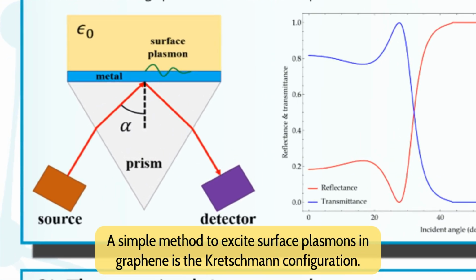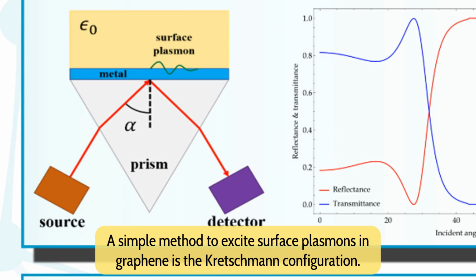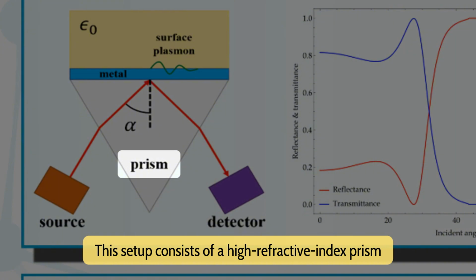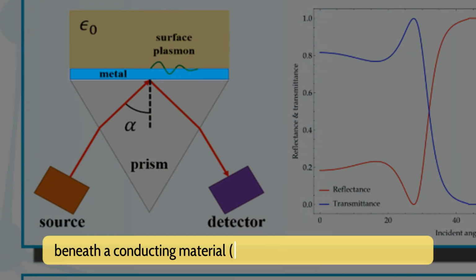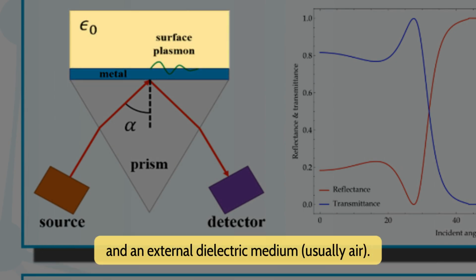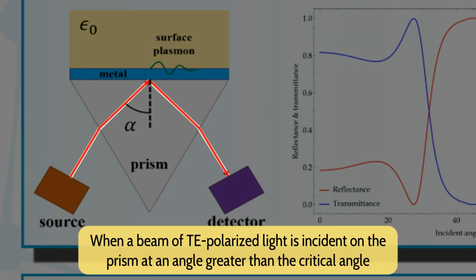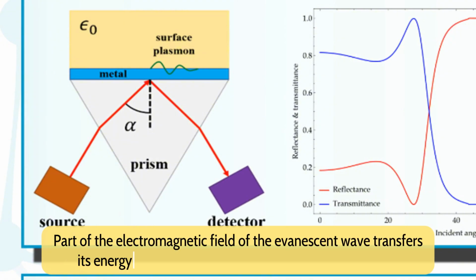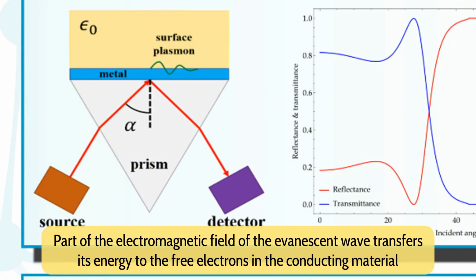A simple method to excite surface plasmons in graphene is the Kretschmann configuration. This setup consists of a high refractive index prism beneath a conducting material, which may be metal or graphene, and an external dielectric medium, usually air. When a beam of TE polarized light is incident on the prism at an angle greater than the critical angle, total internal reflection occurs.